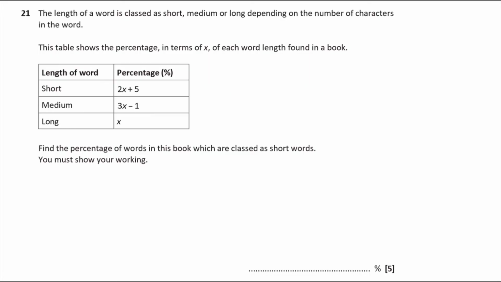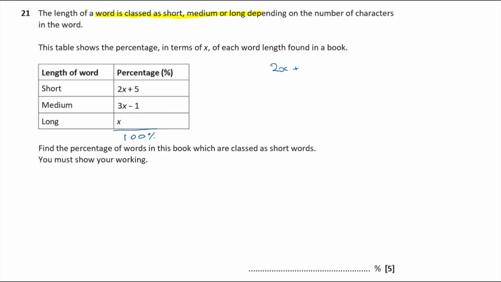Now, we can use the fact that every word in the book is classed as either short, medium, or long. So that means that these percentages should add up to 100%, shouldn't it? Because that's everything. They're either short, medium, or long, and that's it. So all the percentages added together should add up to 100%. So I'm going to use that first to form an equation in x, which I can then go on to solve.